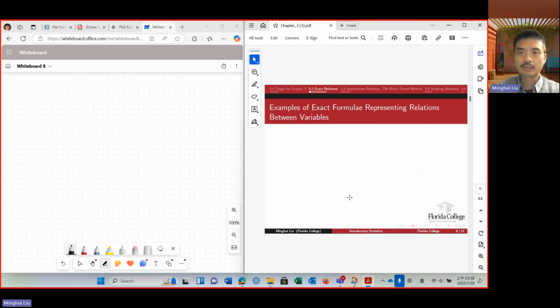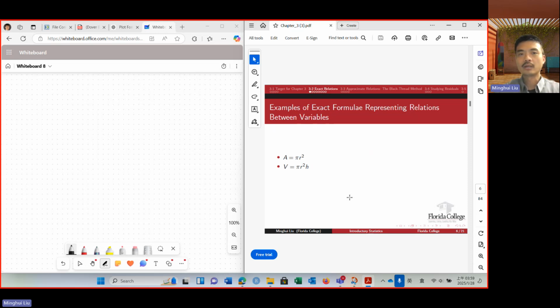Now let's introduce what we mean by exact formulae. By the way, formulae is a plural form of the word formula. By an exact formula, we mean a relation where the left-hand side is precisely the same as the right-hand side. For example, A equals pi r squared: the area of a disk is equal to pi times the radius squared. And V equals pi r squared h. This is for calculating the volume of a cylinder.